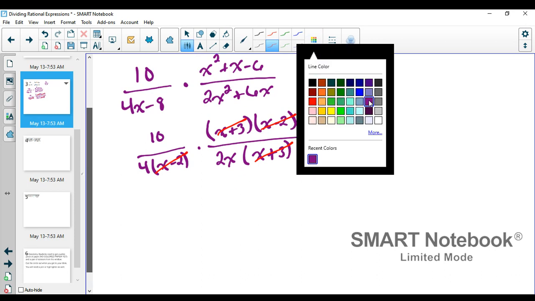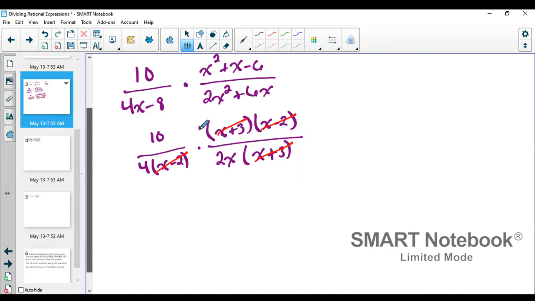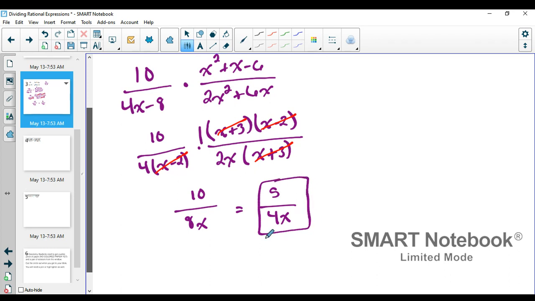Now we can multiply what we can. So we have 10 times essentially 1 here now. So 10 times 1 is 10. And then 4 times 2x is 8x. So we have 10 over 8x. But we're not done. Because 10 over 8 simplifies to 5 over 4x. And that is our final answer.